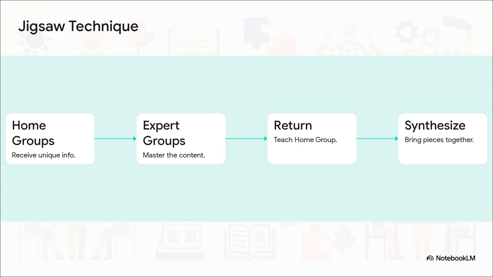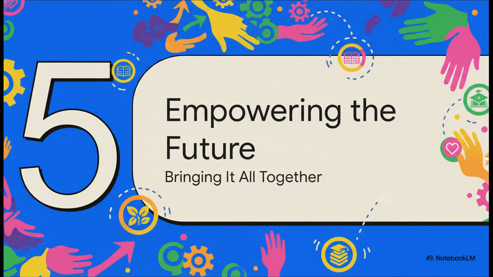The crucial takeaway here is that this is the ultimate example of resource-positive interdependence. No one can succeed, and the puzzle cannot be completed unless every single student shares their voice. It is just pure, inclusive teamwork. And that brings us to Section 5, Empowering the Future. Let's bring this all together.